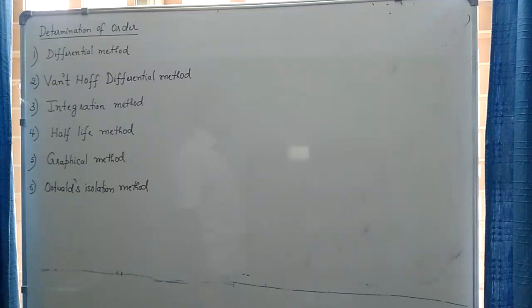Or I have a guess that, okay, one of the products may be interfering with the rate of the reaction. That product may be acting as an inhibitor or that may be acting as an autocatalyst. So in such case the integration method or the integral method does not work. We have to go for the differential method.